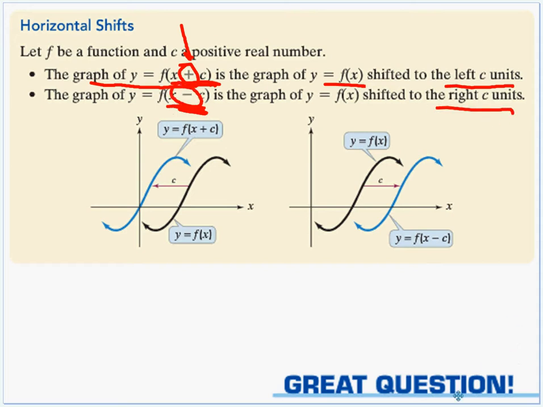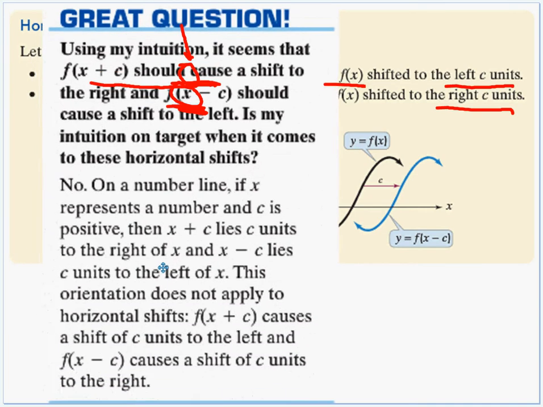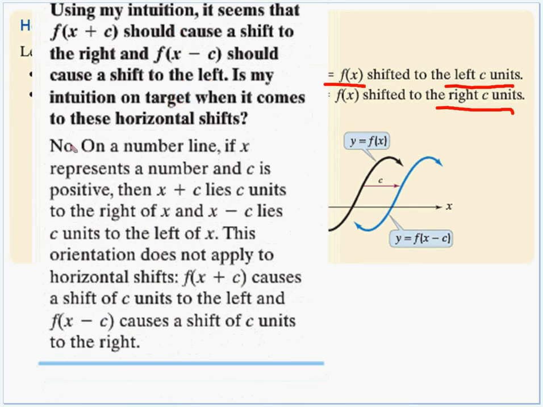Ooh, I see a great question down here. Using my intuition, it seems that f of x plus c should shift it to the right, and f of x minus c should shift it to the left. Is my intuition on target when it comes to these horizontal shifts? And then the book says, no. On a number line, if x represents the number and c is positive, then x plus c lies to the right of that, and x minus c lies to the left. This orientation does not apply to horizontal shifts. f of x plus c shifts the graph c units to the left, f of x minus c, c units to the right.